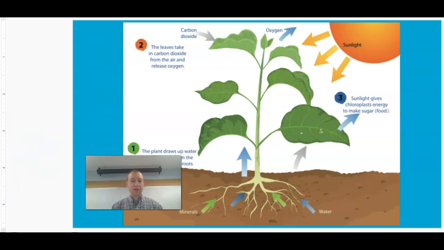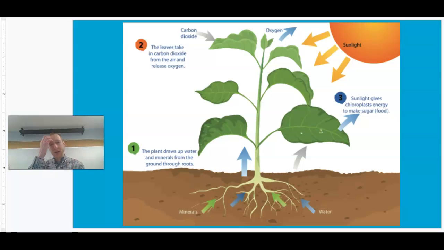So let's put this all together now. What is the process of photosynthesis? Well, first of all, the first thing that's going to happen is the plant is going to draw up water and minerals from the ground through the roots, right? So all this water and these minerals go into the roots. They're going to move up the stem, right, up the xylem, into the leaves. Now, while that's happening, step two, at the same time, the leaves are taking in carbon dioxide from the air, right, and they're releasing oxygen.